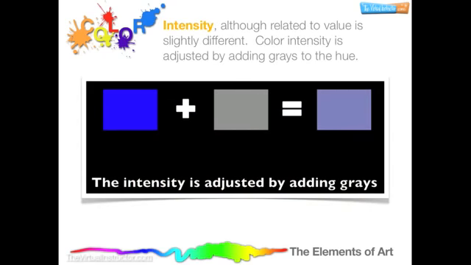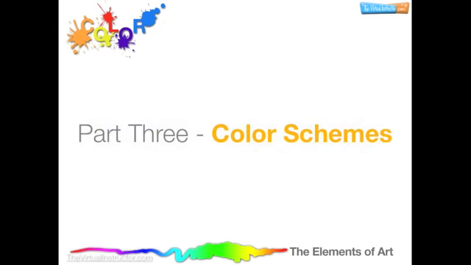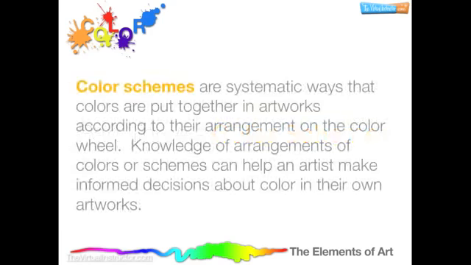Intensity, although related to value, is slightly different. Color intensity is adjusted by adding grays to the hue. Color Theory Part 3, Color Schemes. Color schemes are systematic ways that colors are put together in artworks according to their arrangement on the color wheel.